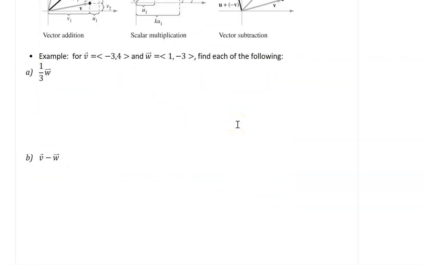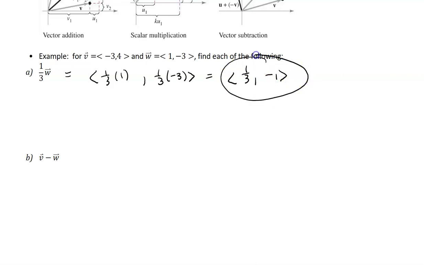Okay, so let's do some calculations here. It says v equals -3, 4, w equals 1, -3, and we want to find each of the following. I want to find first 1/3 w. So what I'm going to do is take every piece of w and multiply it by 1/3. So that gives me 1/3 and -1. And that is my answer.